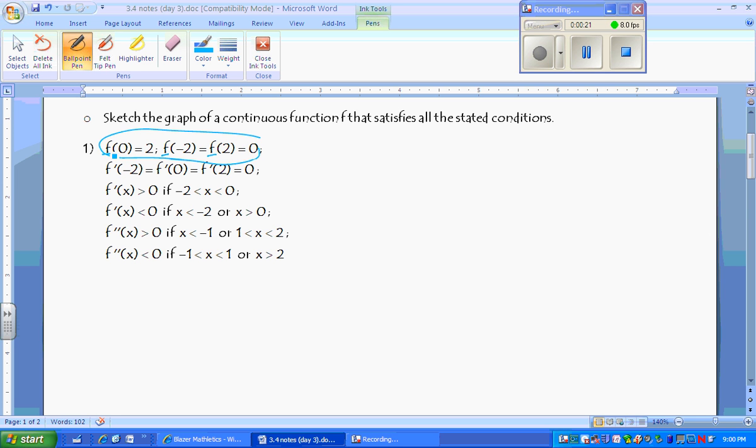Put 0 into the original function, we get 2 out. So the graph has a point at 0, 2. Then here we have negative 2 and 2. When we plug those in, we get 0 out. So that gives us 3 points on our graph.